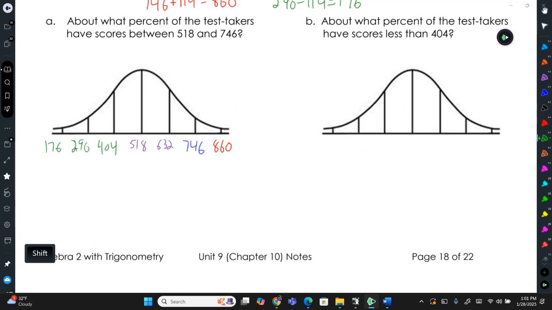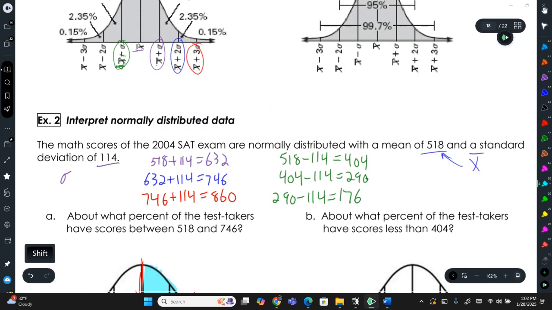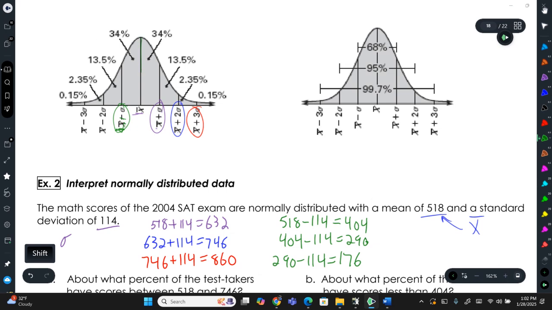So this one's asking us what percent of test takers score between 518 and 746. So we need to find 518 and 746, and I want the data between that. So what we're going to do is we're going to go up to our distribution curve and see what percent is this. So we go up here, that was this part to this part. So I'm going to be adding 34 and 13.5.